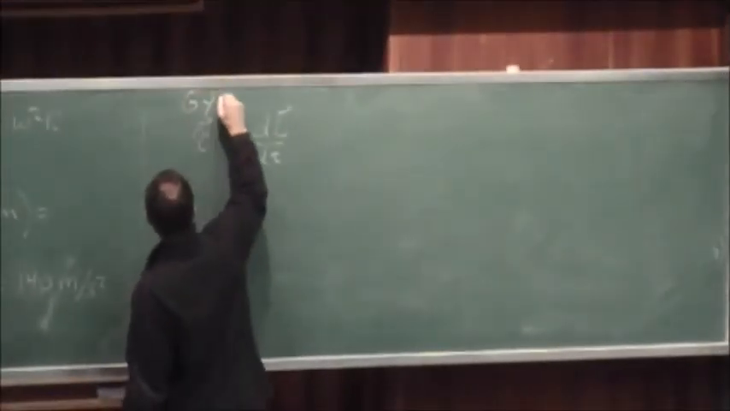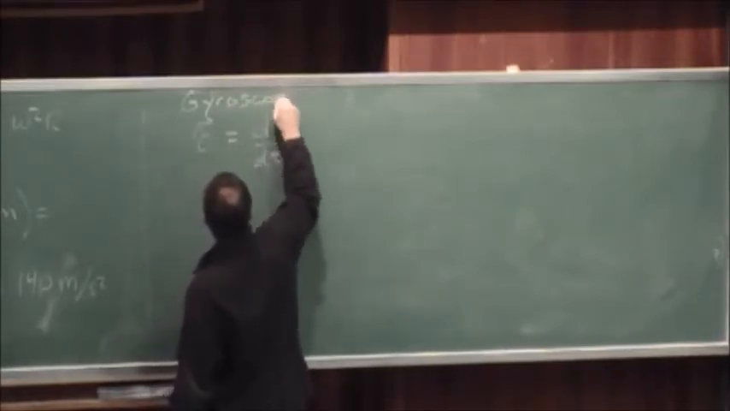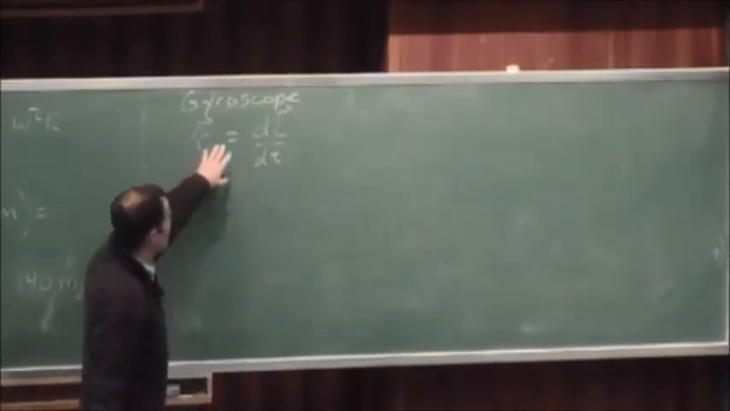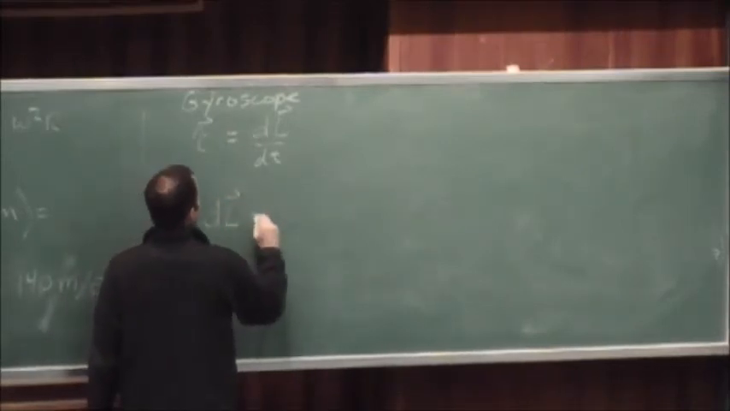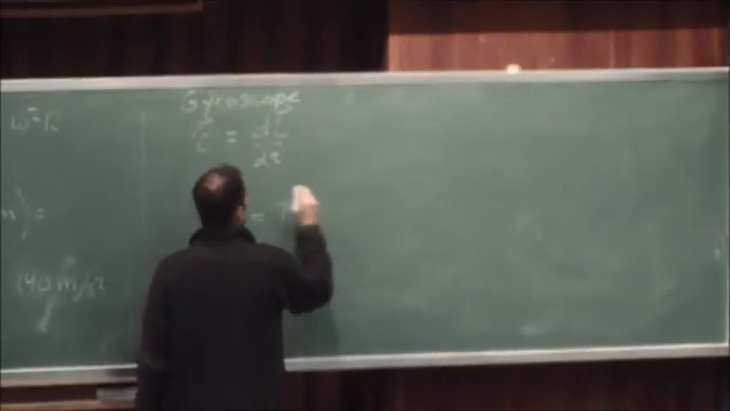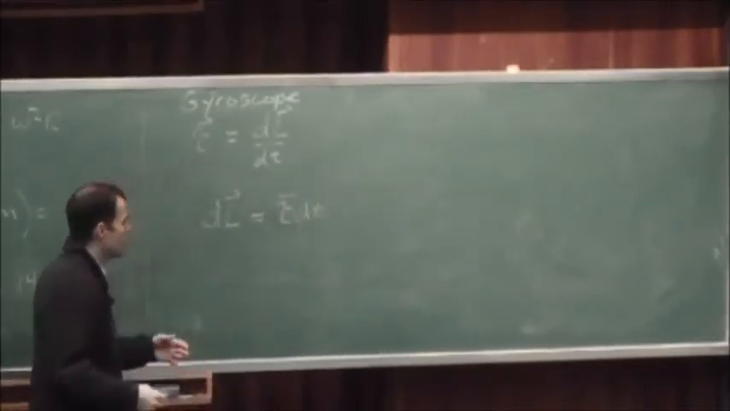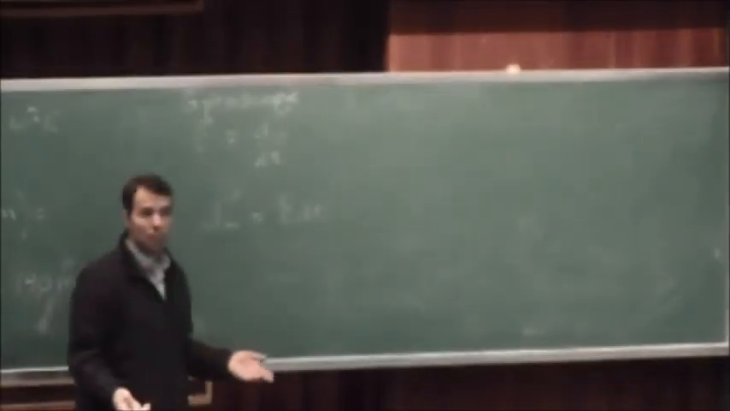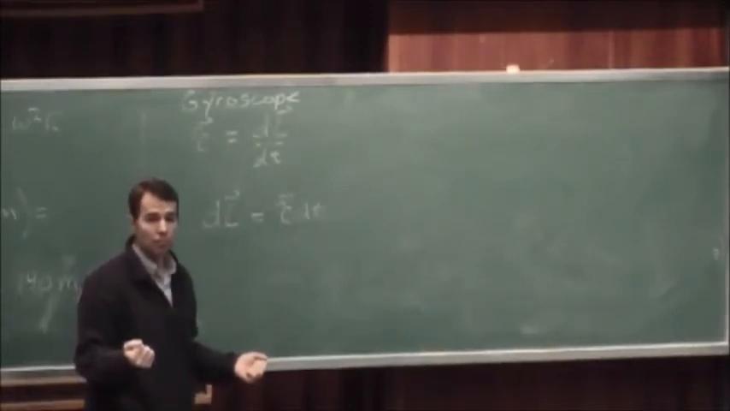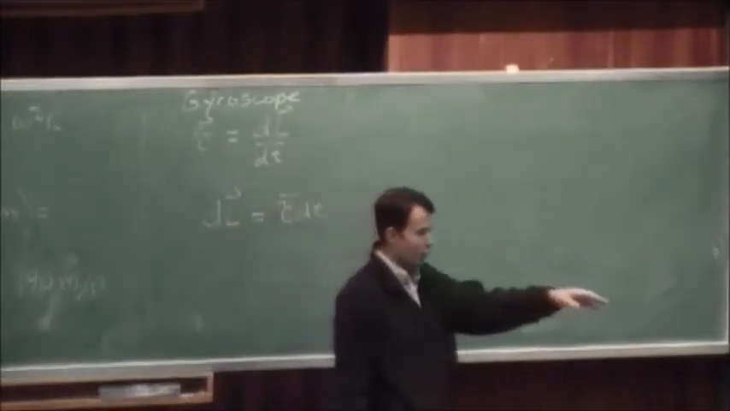So let's look at this carefully. So let me just put here gyroscope. Okay, we're just going to look at a gyroscope. And now what I'm going to say is dL is equal to tau dt. Okay, so the change in the angular momentum is equal to tau dt. You'll see why in a second why we want to do this. But how do we define the magnitude of the torque? How do we define the torque acting on this?